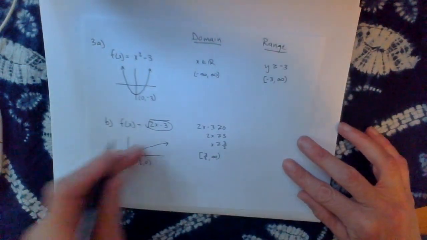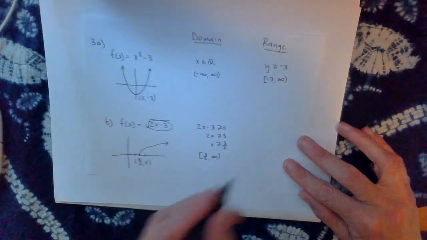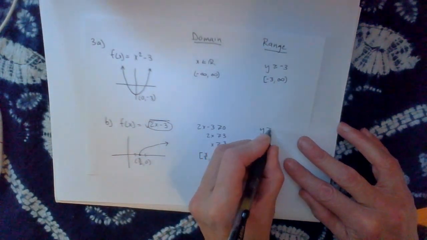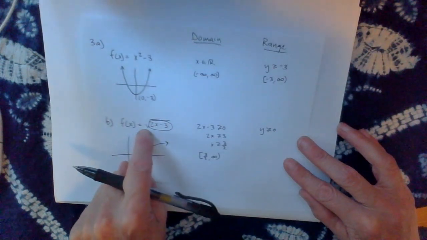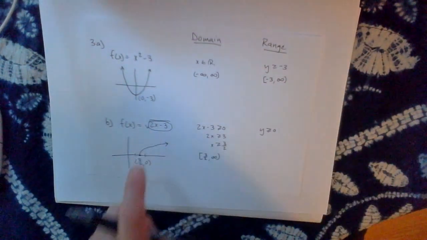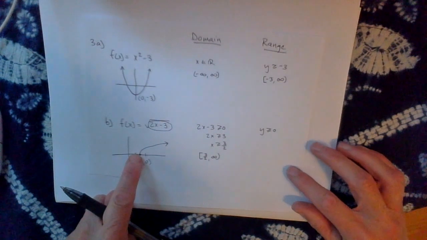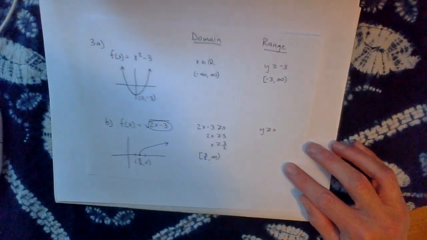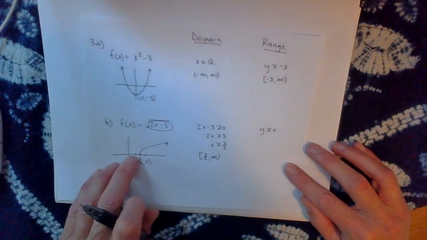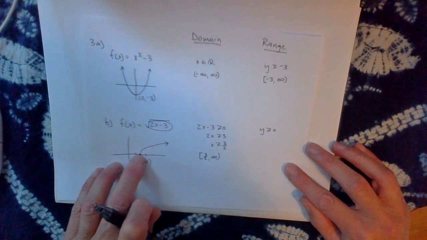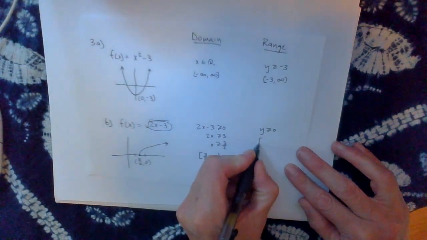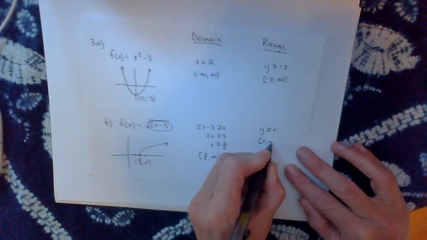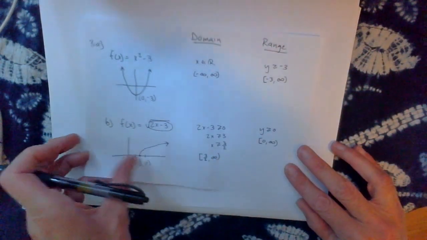Now if we look at y's, the regular square root function is always greater than or equal to 0, because this symbol means the positive square root. So the smallest it could ever be is 0, but a square root will always give you a positive number. And you can see it in the graph. It touches the x-axis and then it goes above it. So in interval notation, 0 to infinity.